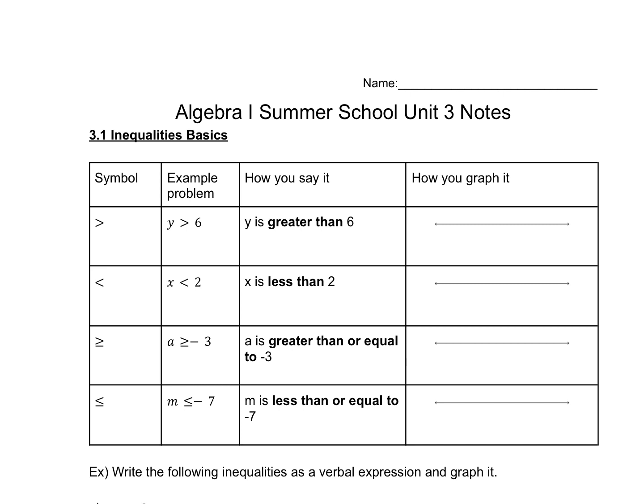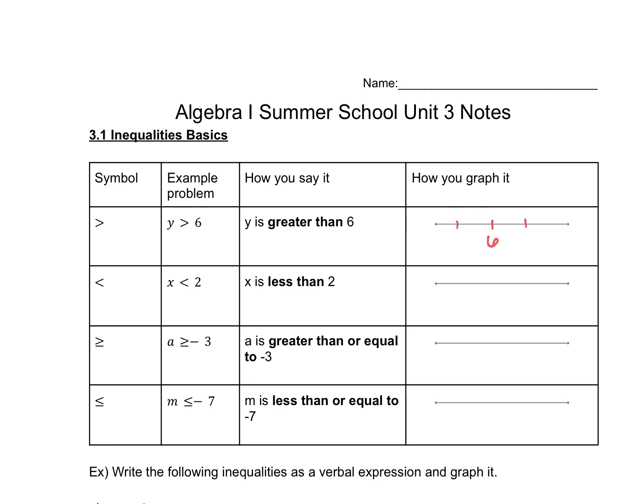So, the first symbol we'll talk about is the greater than symbol. For the example problem, it's y is greater than 6. That's how you say it. Here's how you graph it. When you're graphing these, I want a minimum of 3 numbers. And think of your number line, because you're going to get a point for making the correct number line.